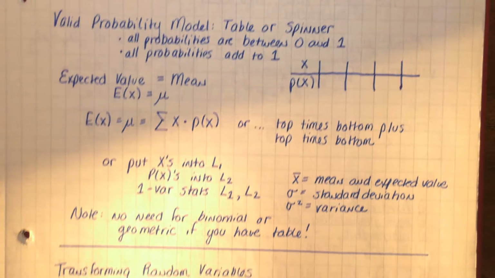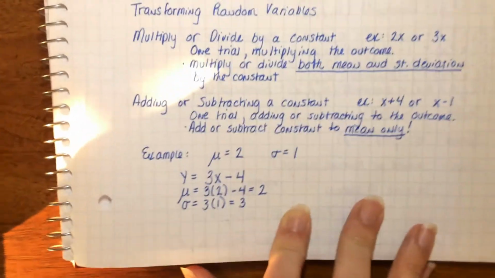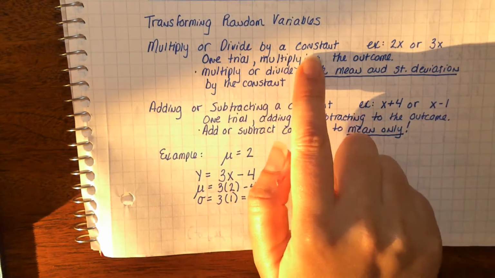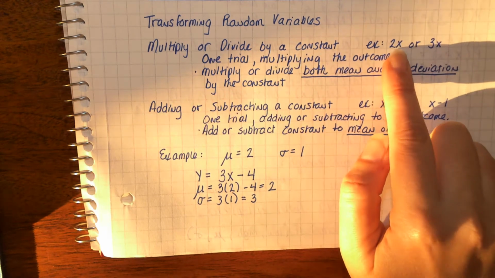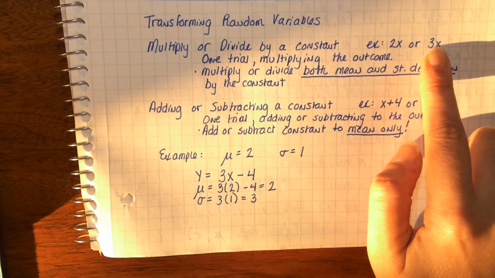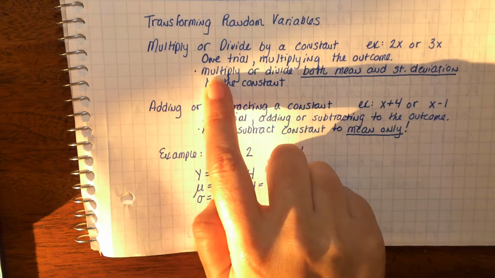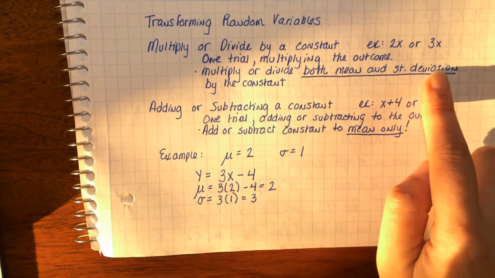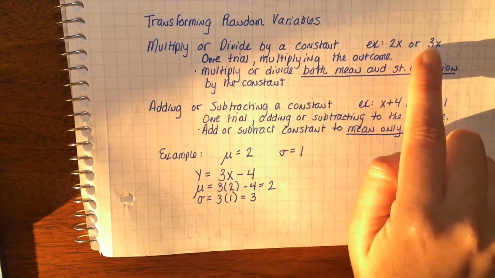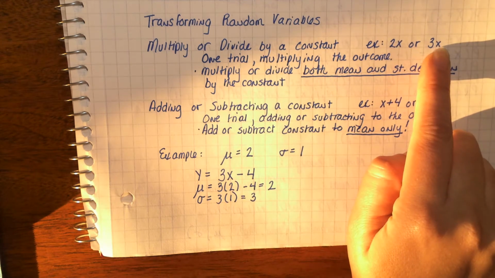Okay, then our next topic was transformations of random variables. And what we noticed was that if you multiply or divide by a constant, so this is one spin where you're doubling your amount, one spin where you're tripling your amount, one trial multiplying the outcome, you multiply or divide both the mean and standard deviation by the constant. So this would get 2 times more spread out and 3 times more spread out. Also 2 times higher of a mean, 3 times higher of a mean.